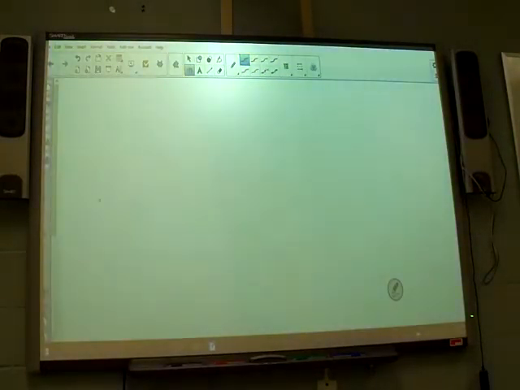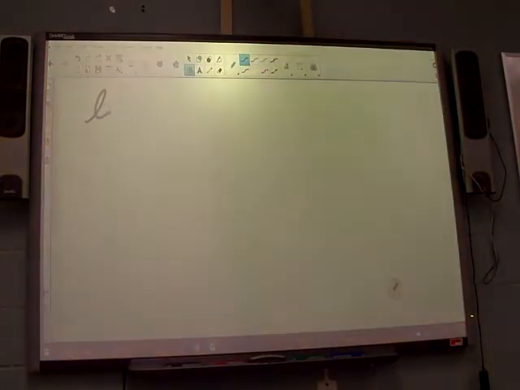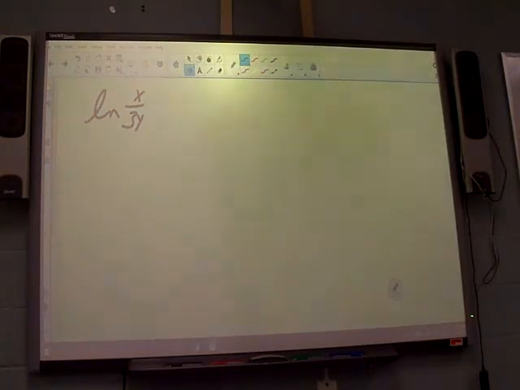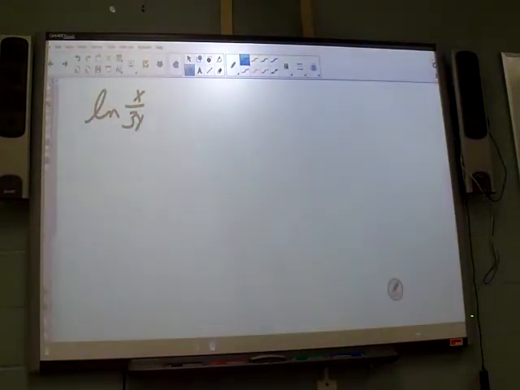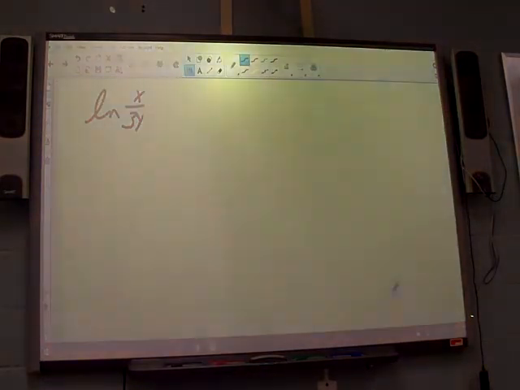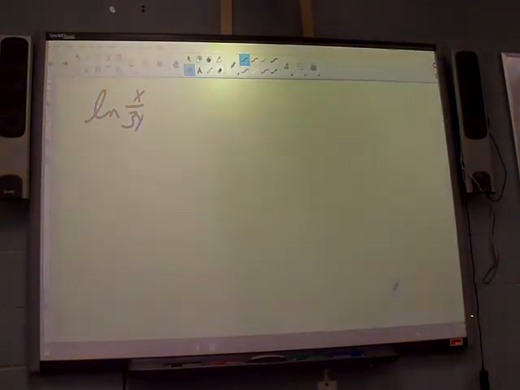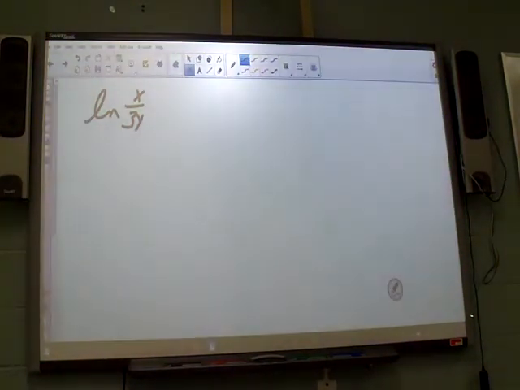Alright, this one says the natural log, ln, of x over 3y. Okay, natural log, the ln, works the same as the log. Our directions say to expand it, because we only have one log up there. We want to write it with as many as we can. This one's got two properties happening. Can anybody find a property?